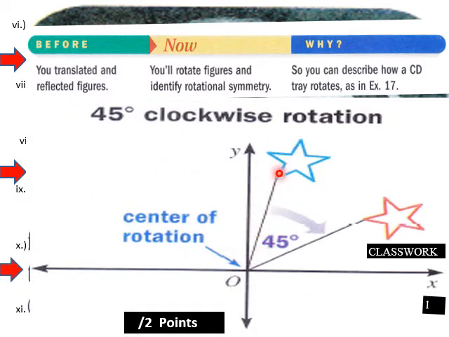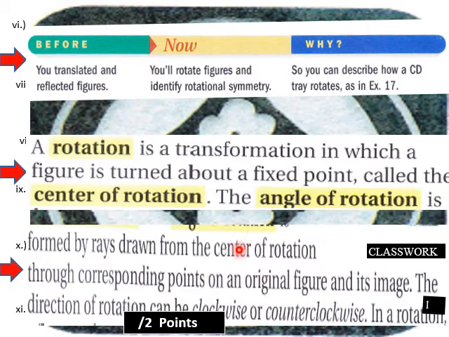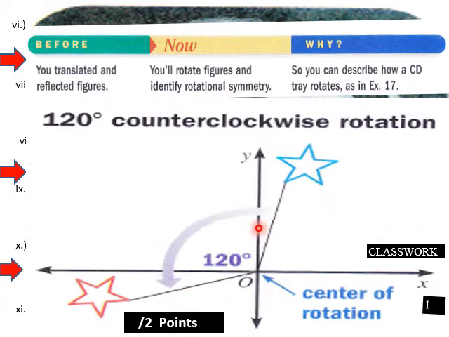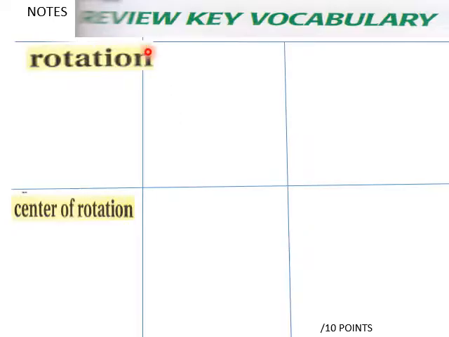This is an example here of a rotation. The center of rotation would be here, and then you're moving clockwise in a 45-degree fashion there. And then this would be a counterclockwise example of a rotation. So you're starting here and you're moving 120 degrees that way.